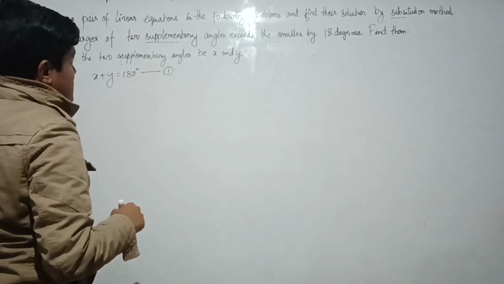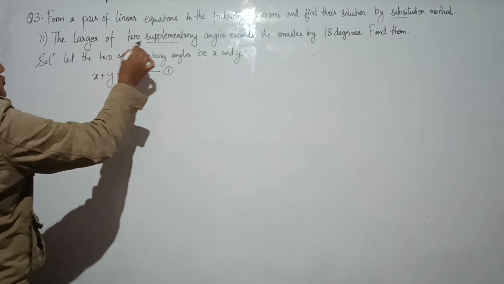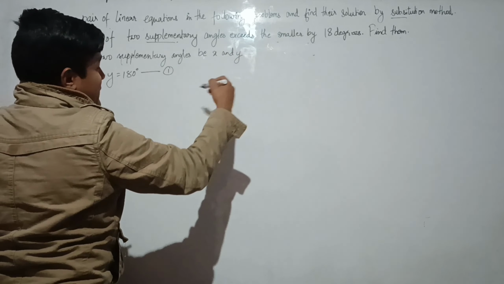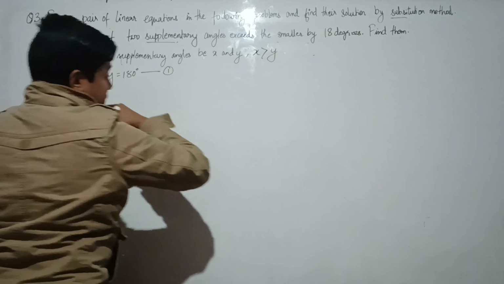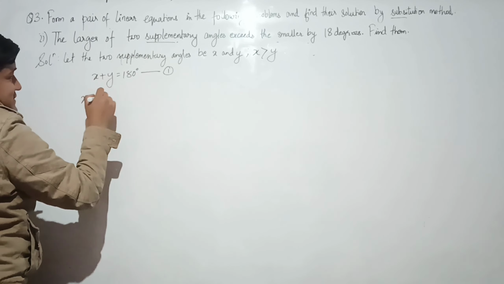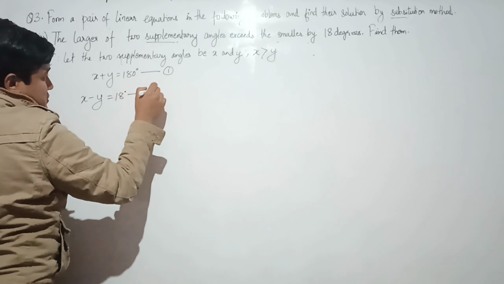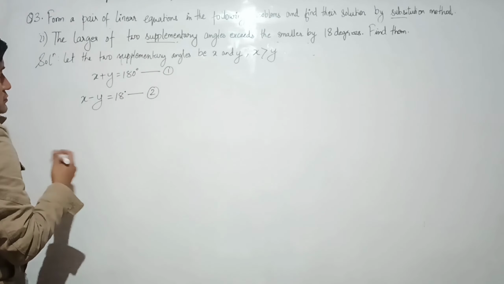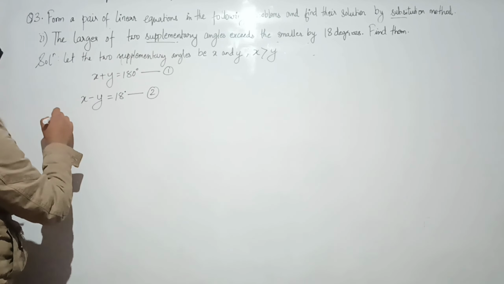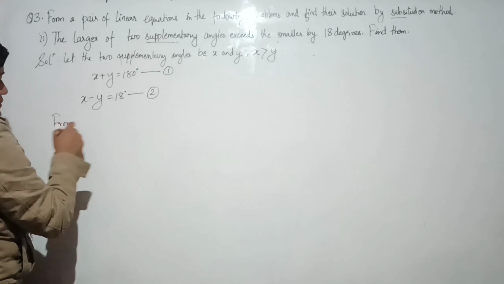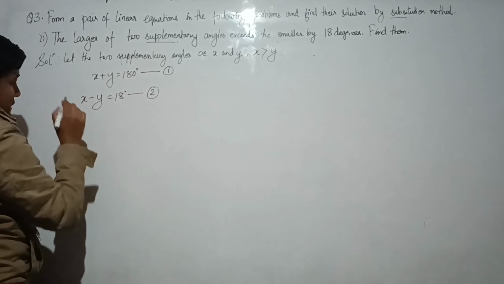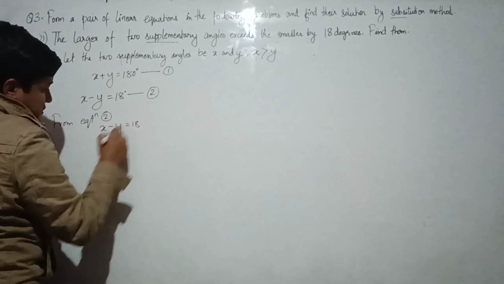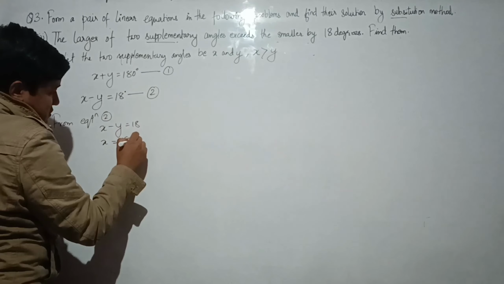The larger of two supplementary angles exceeds the smaller by 18 degrees. So if we say x is larger than y, then x minus y equals 18 degrees. So you have two equations. So from 2, for substitution, we'll make the value of variable x from equation 2. x minus y equals 18. So x equals 18 plus y.